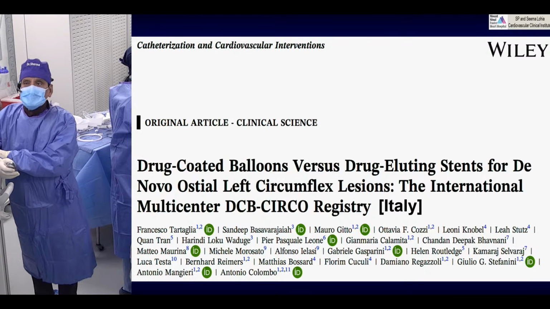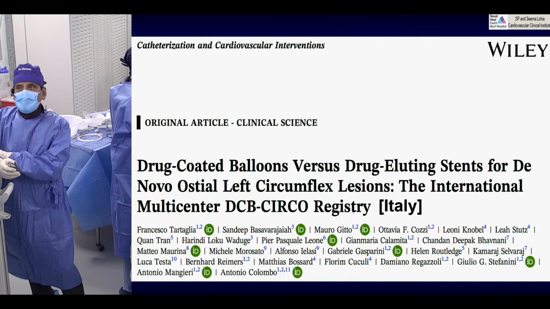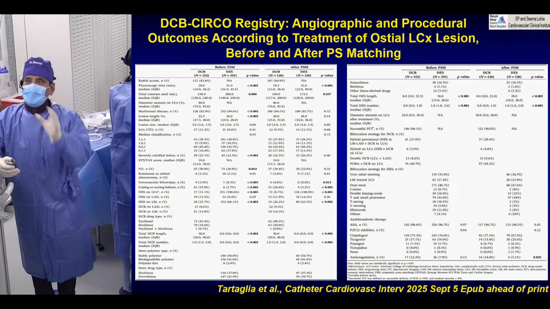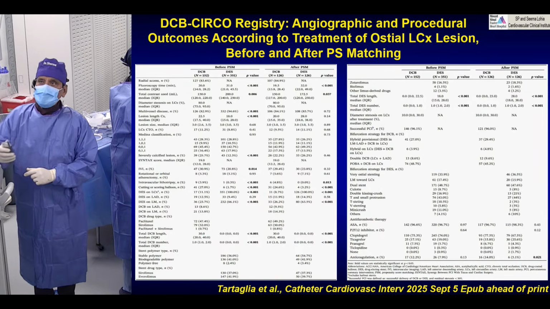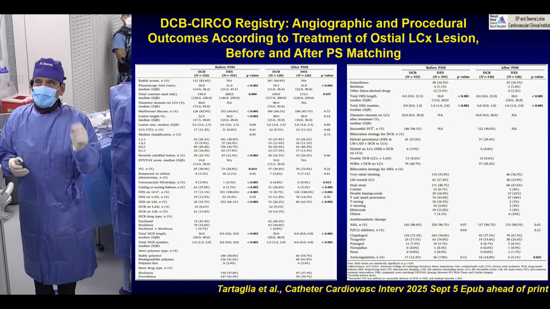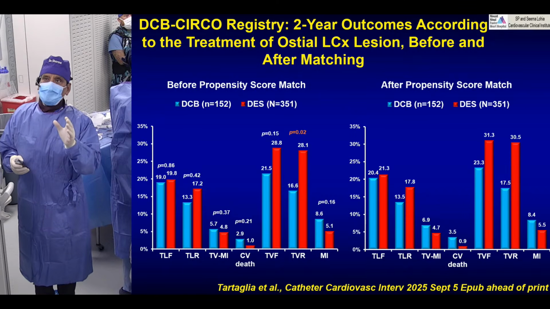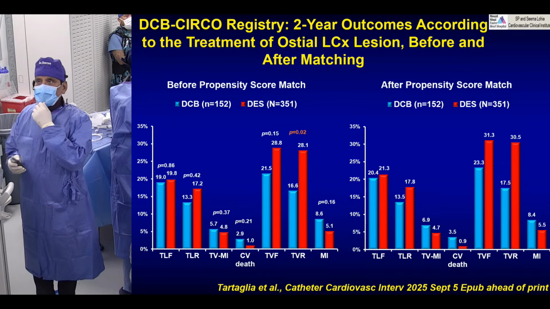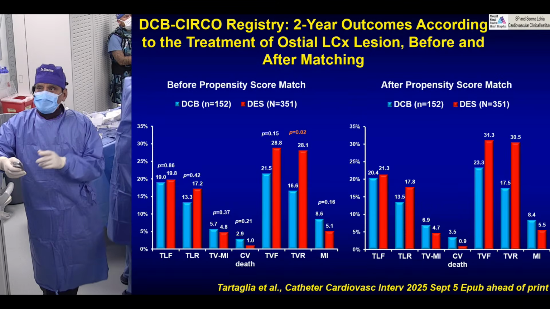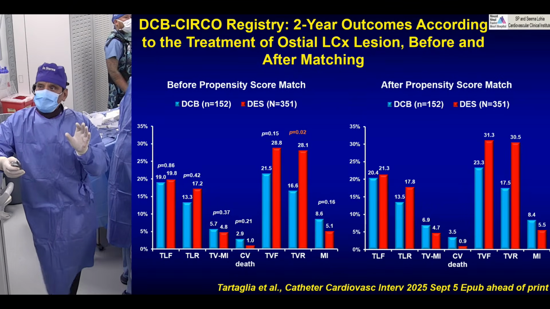Third was using the DCB in the side branch of the circumflex in de novo vessels compared to DES. This was an international study from Italy, looking at the various predictors between two matched lesion groups using either the DCB versus stenting for the side branch. And you see before propensity match, and after the propensity match, which is on the right side, about a 1:2 ratio, it basically showed that DCB did exactly what it's supposed to do.